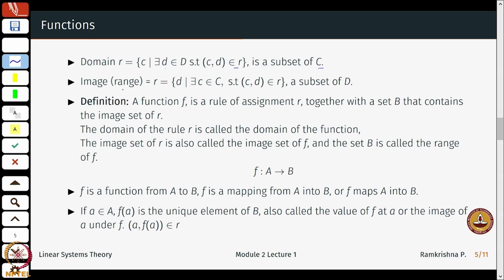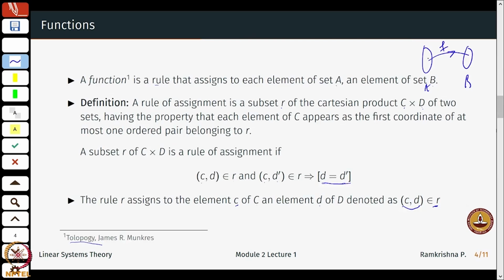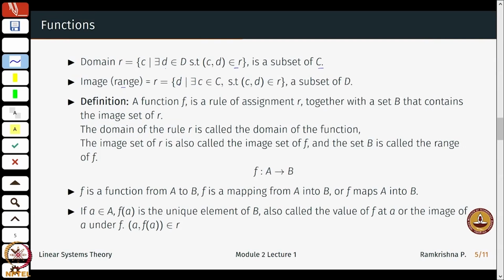Similarly, the image, also called the range, of R. Again, typically if I just look at this picture, I would associate the domain to the left hand side, and the right hand side is what I will define shortly as the image. So this image is the set of all points d here, such that there exists a c which comes from C, and these c and d together are associated to this rule R. And not surprisingly, the image or the range is a subset of D. It could again be the entire set D too. Okay, now in general, how do we define a function?